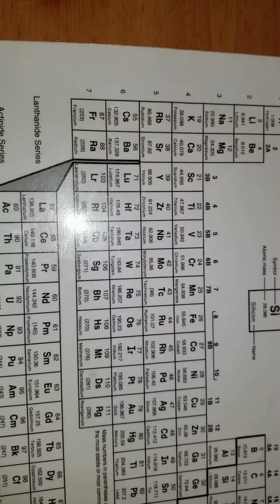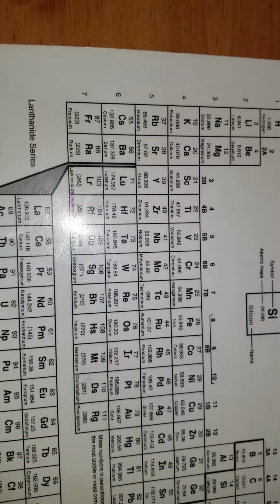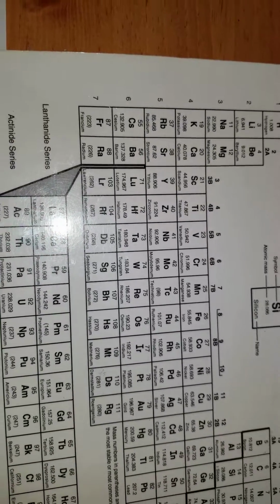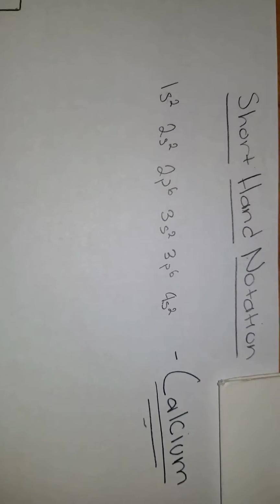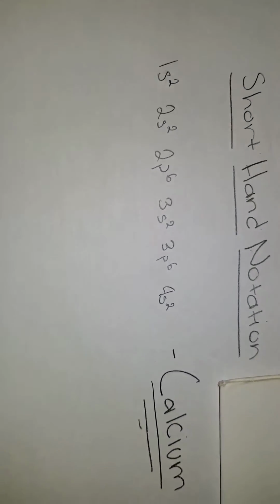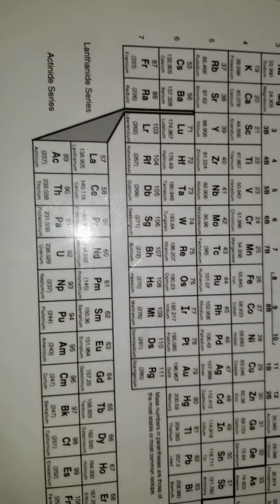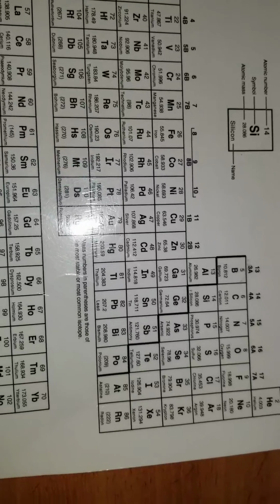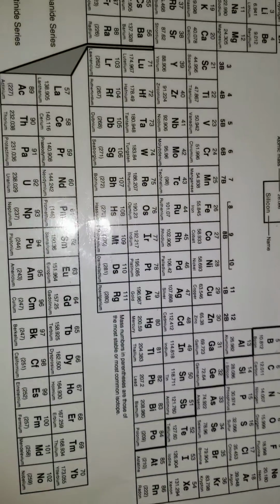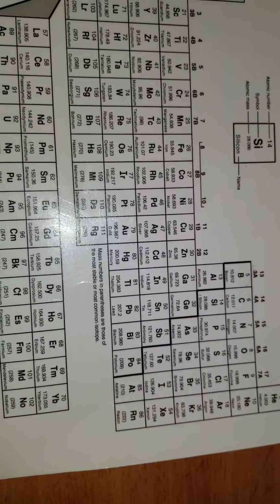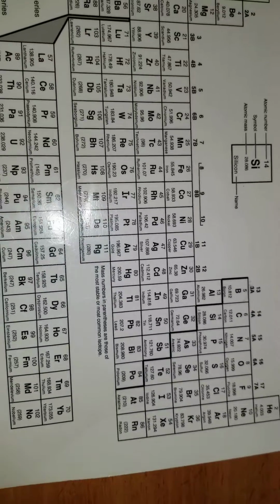Then we go on to the next row, which is 3. Row 3 also falls under the S block, so we put 3s to the power of 2. Row 3 also falls under the P block. What we do is just put 3 and then P and then to the power of 6.